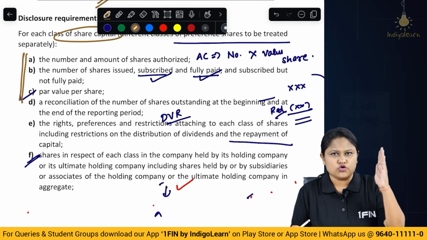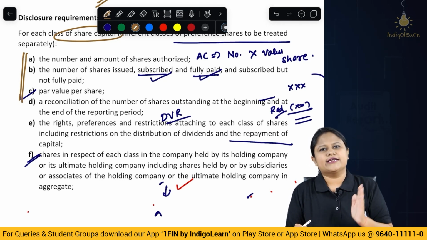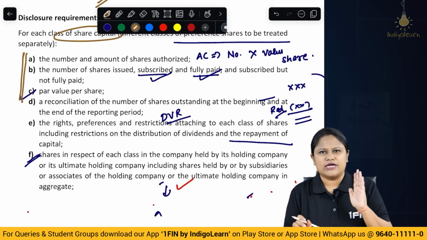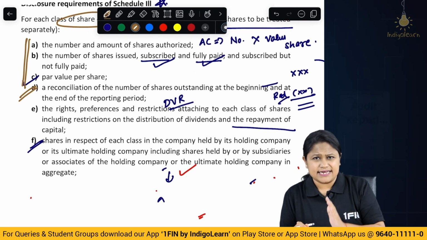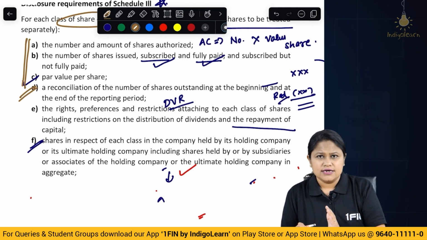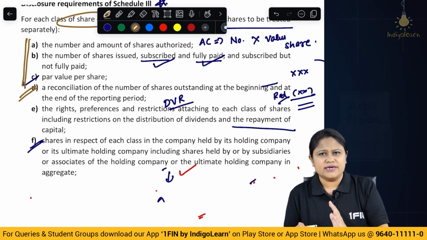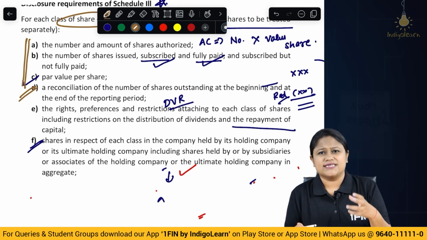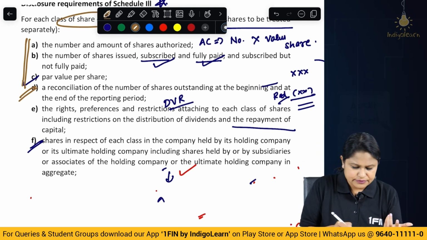Then reconciliation is opening, add fresh issue, less if there has been a redemption, and finally if there is a buyback and all that happening, that also has to be recorded, and finally you'll have the closing balance. So that is the reconciliation. Then if there are any rights attached, any kind of restrictions, okay, all of that has also to be given as a part of disclosure. Best example for you to remember is regarding your DVRs. Sometimes on the shares there is a right of lien by the company, so there are some kind of restrictions on the payment of dividend. So all of those restrictions have also to be given.